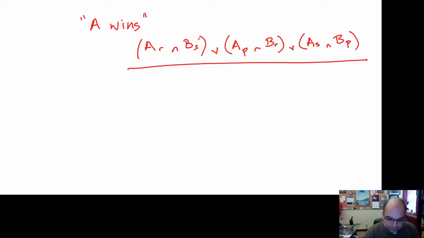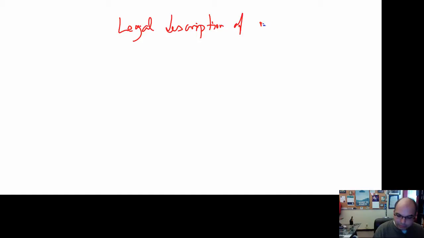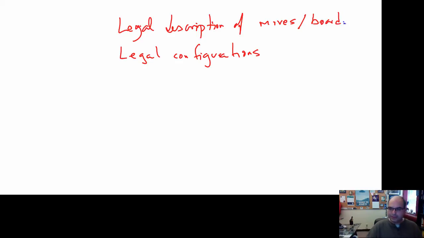Okay, so let's recap what we have here. We have a legal description, all right? Of the moves, okay? We have a way to talk about the legal configurations. And not just the moves, but I'm also going to have here the board. Okay, so this is things like A chose scissors. And we have legal configurations. For example, A can choose scissors and paper. Okay, and then we have a way to describe the winner.